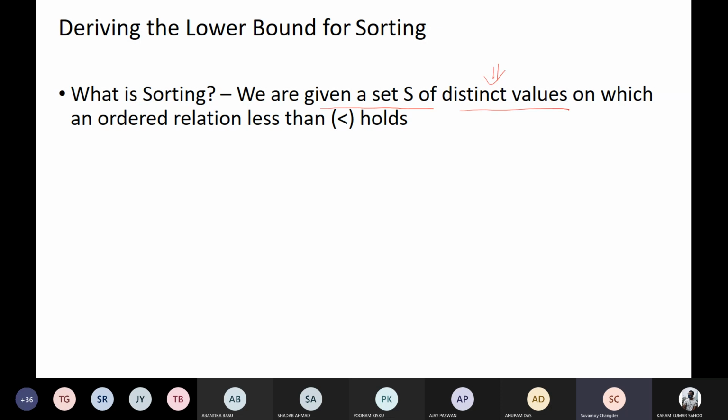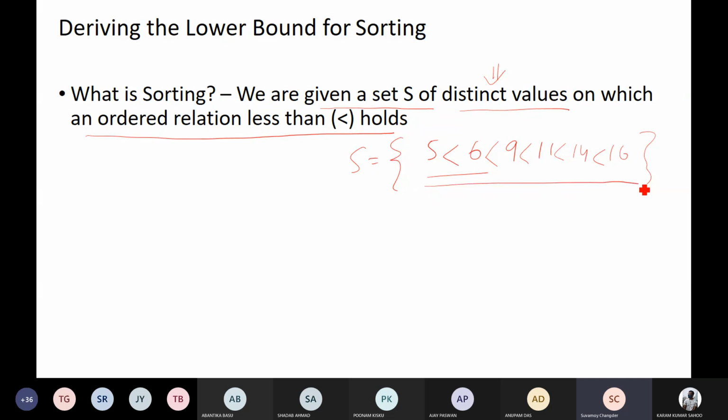But for the sake of simplicity, I am considering the distinct values. So we are given a set S of distinct values on which an ordered relation less than holds. Think about a sorted list like 5, 6, 9, 11, 14, 16. You say this is a given set, a set of numbers where this less than rule is applied. So all these ordered sets, this is the ordered set where the relation less than holds, and that is sorting.